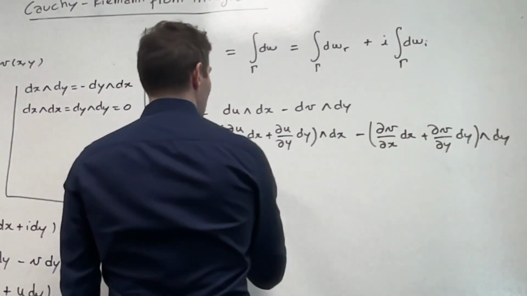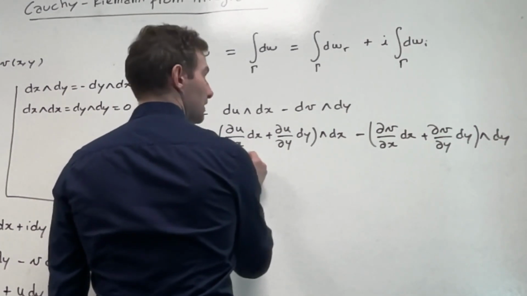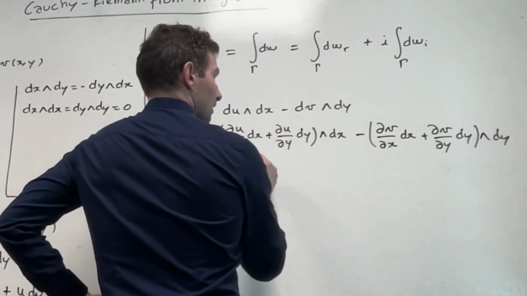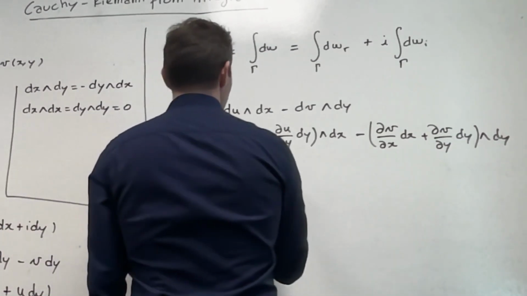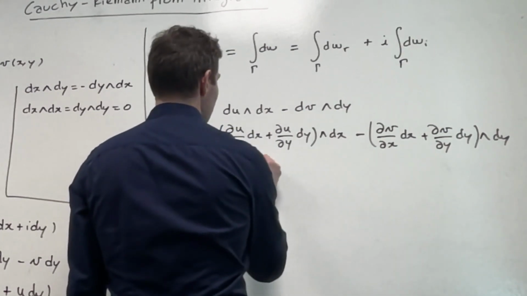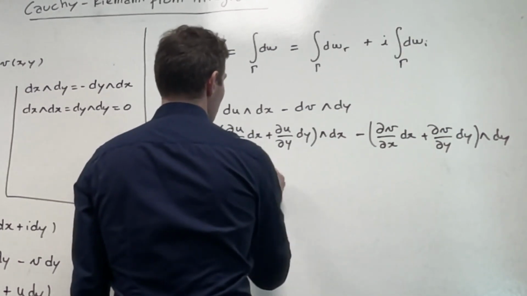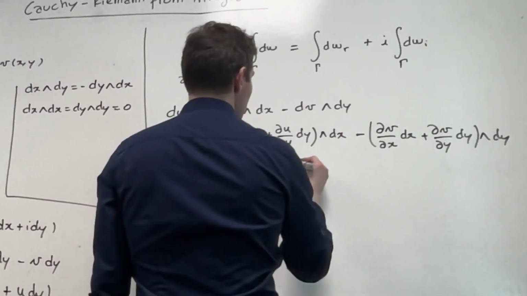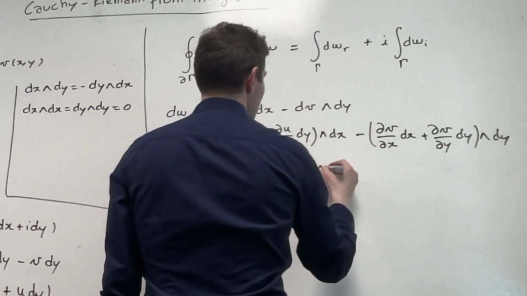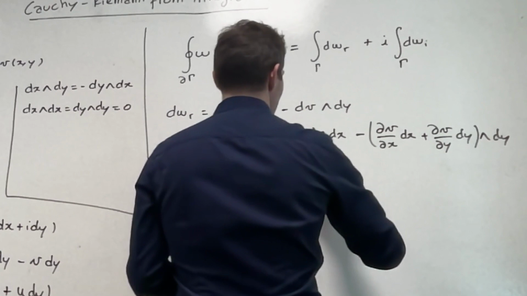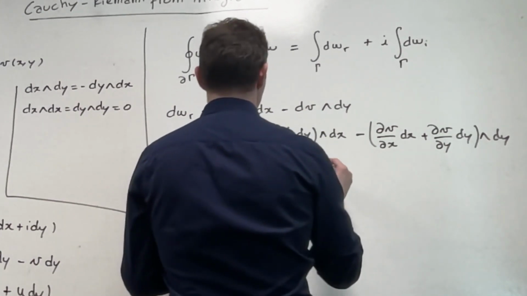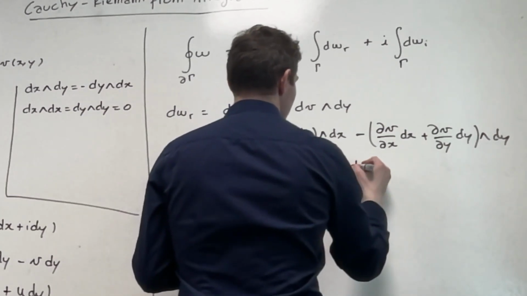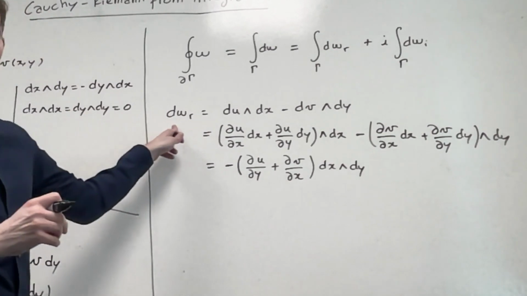So I get, basically I get d, let's get this straight, so yes, so we get minus du dy plus dv dx, and so that's going to be dx dy. Okay, so that's d omega R is equal to that.